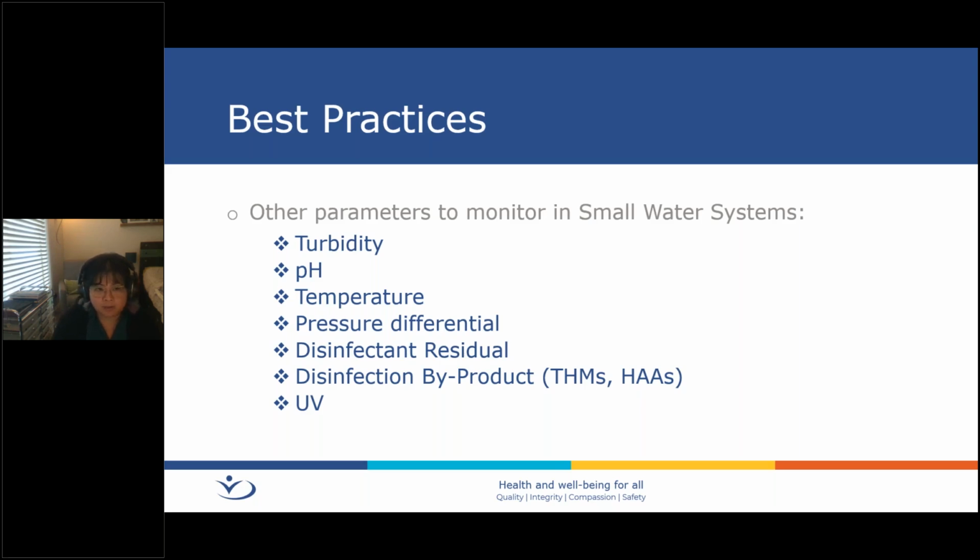And so some other parameters to monitor in a small water system can include turbidity, pH, temperature, pressure differential, disinfectant residuals such as chlorine residual, disinfection byproducts, UV dosage. These are all going to be dependent on your system. So these are something that you would consult with your drinking water officer, whether these are some of the parameters that need to be monitored, and these could be part of the conditions on the operating permit as well.